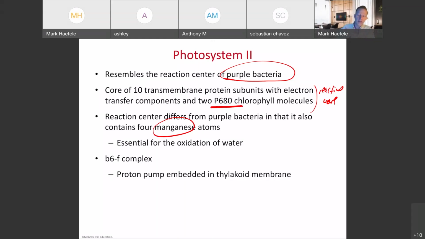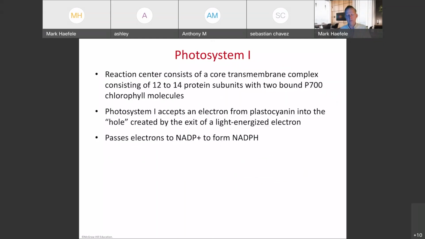And then, of course, we have in Photosystem II our B6F complex, which is a protein pump. And this is all embedded in our thylakoid membranes, right? That's where all the stuff is. Everything is going to be embedded in our thylakoid membranes.